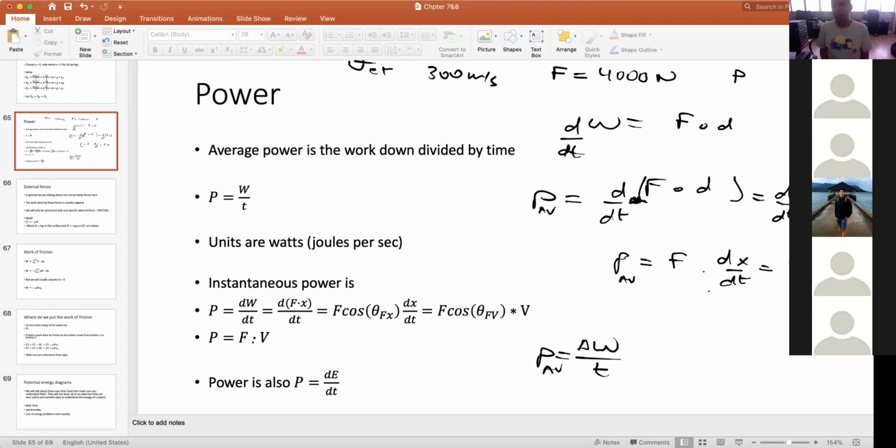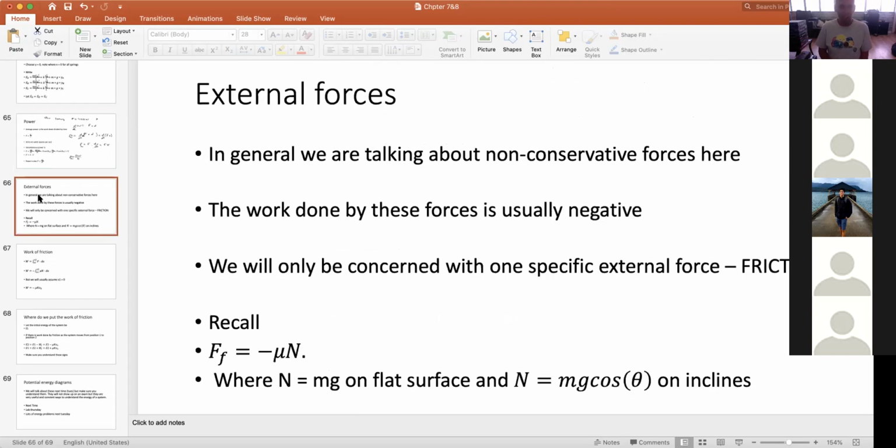Negative power, I guess, means you're slowing down. I don't know. I don't think negative power means anything at all. But you can definitely get negative power. It's weird. The final thing that we have to talk about is external forces. And when we talk about external forces, what we really mean are non-conservative forces. The only non-conservative force we know, the only external force we really know, is friction.